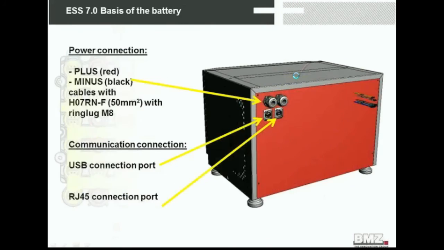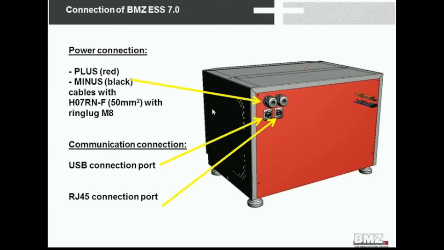The connection of the BMZ ESS, I think, is as simple as possible. You do have a plus pole, which is marked red, and you do have a minus pole, which is marked black. Those cables are double isolated H07RNF 50 millimeter square cables. We use a ring lock M8 to connect them directly to the inverter. You will see that afterwards.